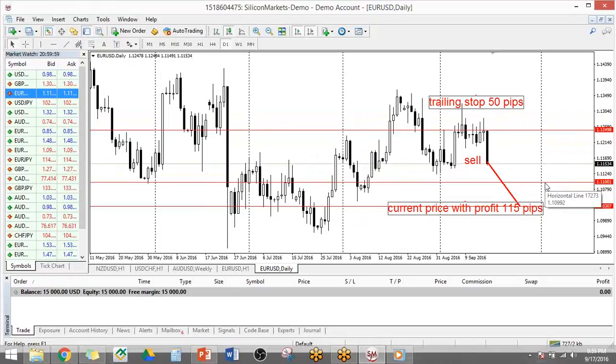Now, what if it only moves 49 pips instead of 50? Let's say the current price moves in our favor, but only up to 49 pips. Will our stop loss move? No, it will not. It has to move by 50 pips, or whatever you set for your trailing stop, before your stop loss actually moves with it. Is that clear? Does it make sense?